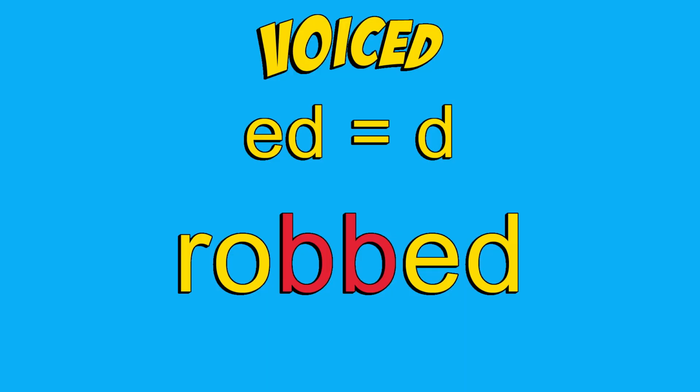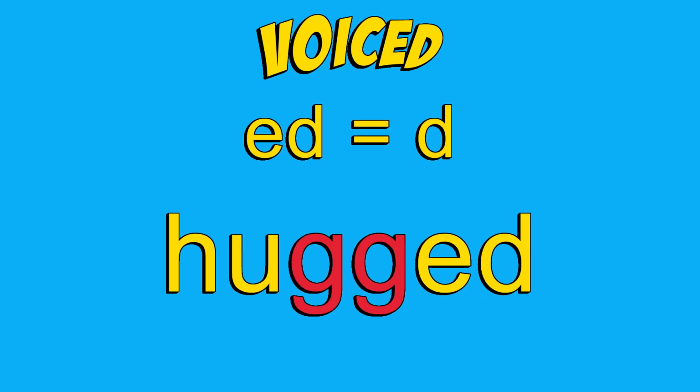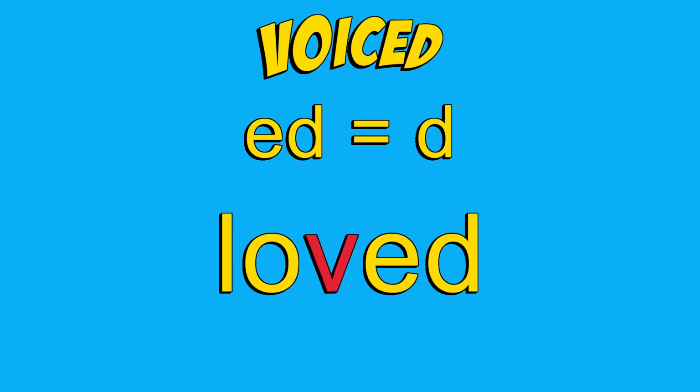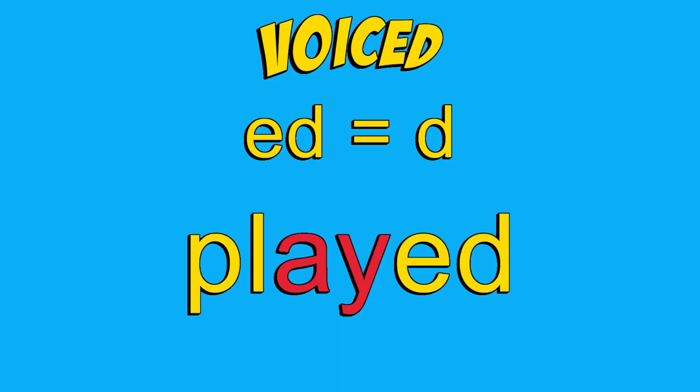For example, rob. Now I add the ed, the b is voiced, then it becomes a d sound. Robbed. Hug, hugged. Love, loved. Now sometimes we get confused with the vowels, but it's the same as the voiced. For example, play. The last sound is an a sound, which is a vowel. Then the ed becomes a d. So it's pronounced as played.